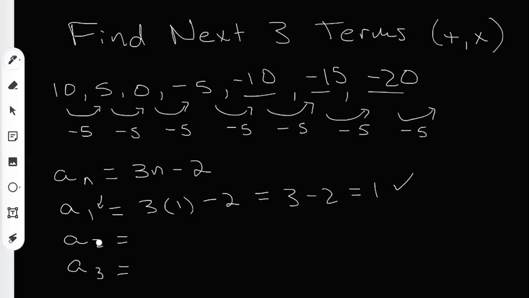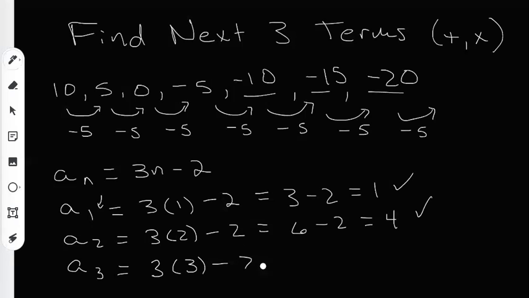And then if I plug in 2, what's the second term going to be? 3 times 2 minus 2. That would be 6 minus 2, which is 4. And then what would my third term be? Well, I just plug in a number. 3 times 3 minus 2, that's 9 minus 2, which is 7.